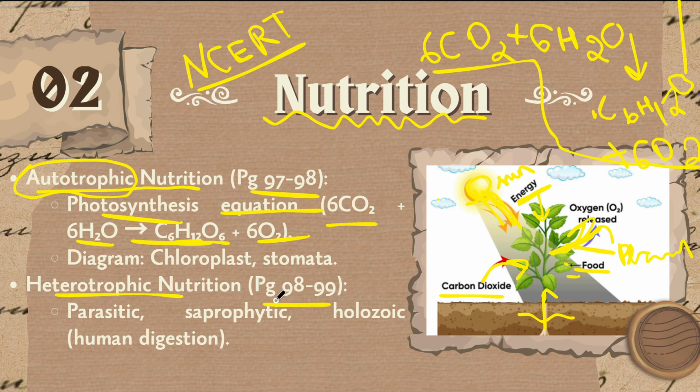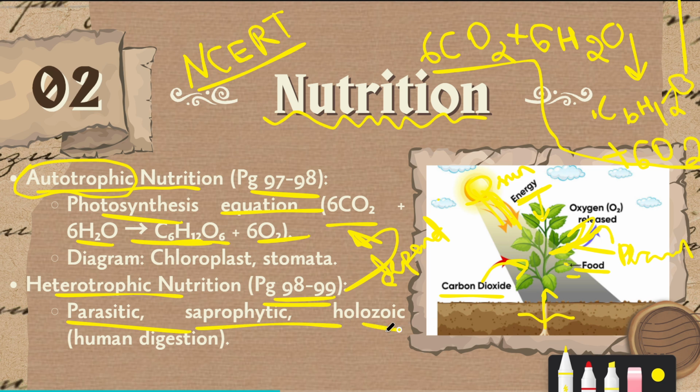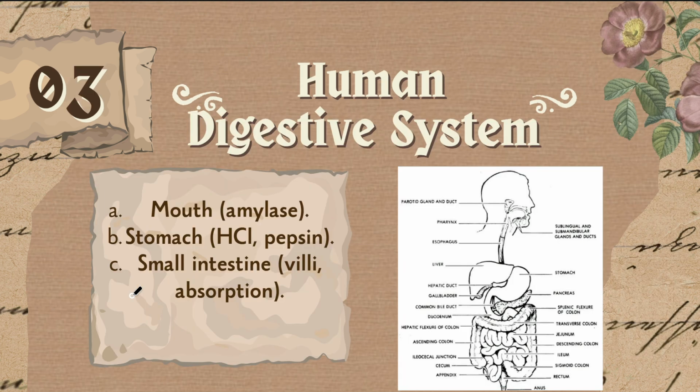Heterotrophic nutrition, as you can see in the page numbers, means those which depend on autotrophs. For example, parasites, saprophytes, holozoic. These are the features. We'll talk more about them next.